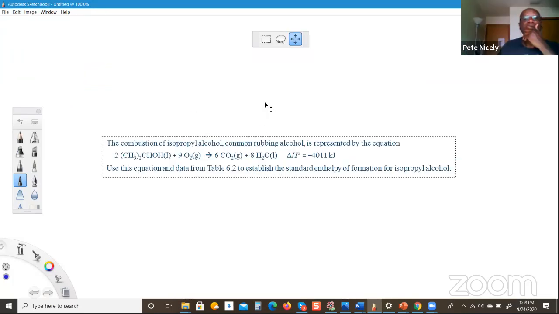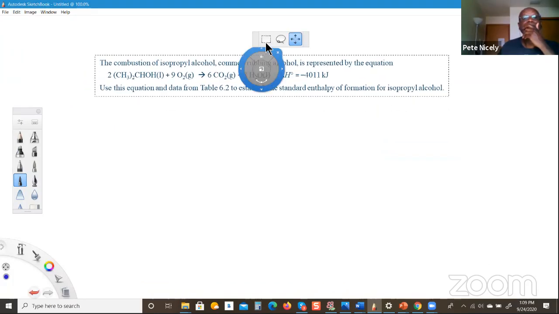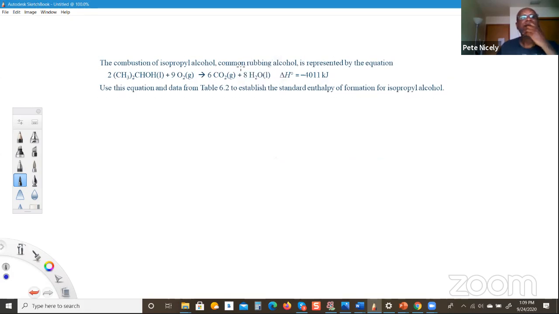Okay, let me bring this up here. Okay, so in this question, it's pretty much the same idea. The only difference is that in the previous question, you're asked to find delta H, right? But in this question, they gave you delta H. And the question is asking for the enthalpy of formation of isopropyl alcohol, which is this compound right here. This compound is what you need to find the delta H of. So it's the same idea.